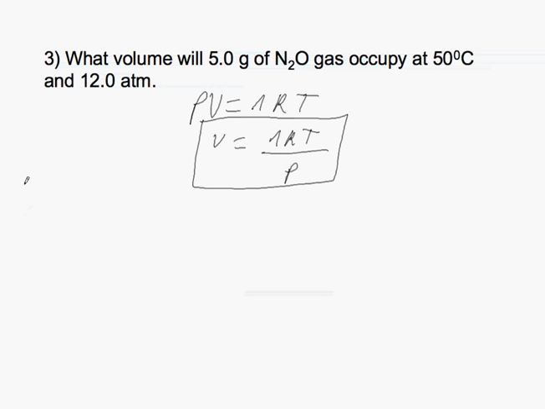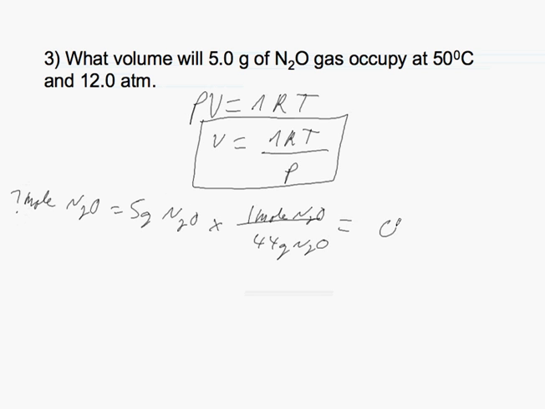The first thing we need to do is convert our grams of N2O into moles. So how many moles of N2O is equal to 5 grams of N2O? We take the grams of N2O. We know that for every 1 mole of N2O, we have 44 grams of N2O, which is going to give us 0.11 moles of N2O.